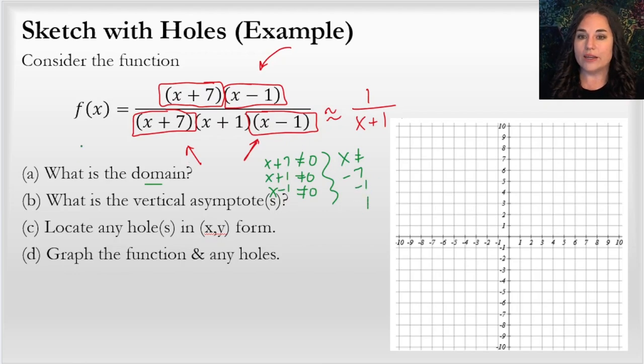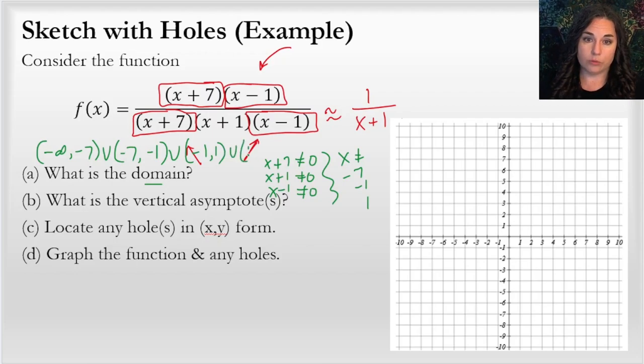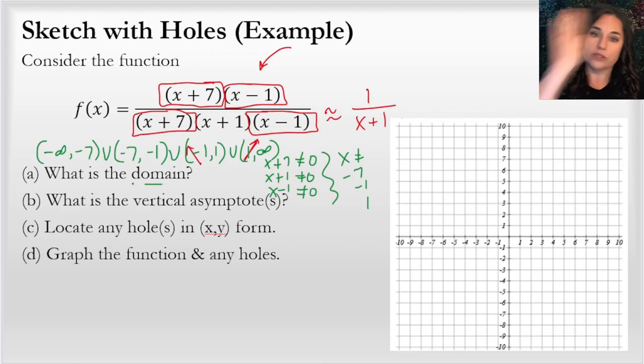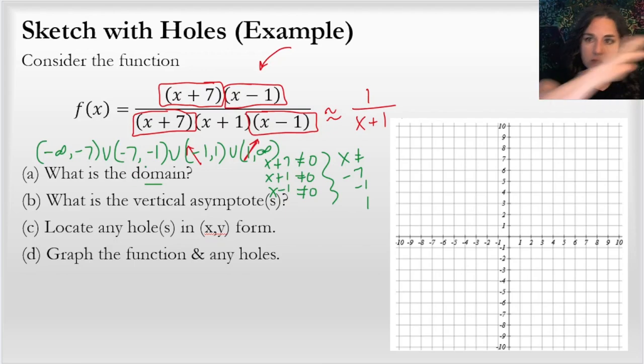So if I were to write out a domain, I'd go from negative infinity to -7. I always put a parenthesis. I'd union it from there to there, and then another union from there to there, and then another union from 1 to positive infinity. So there are going to be 4 different regions of this graph, because of these 3 unallowed values.